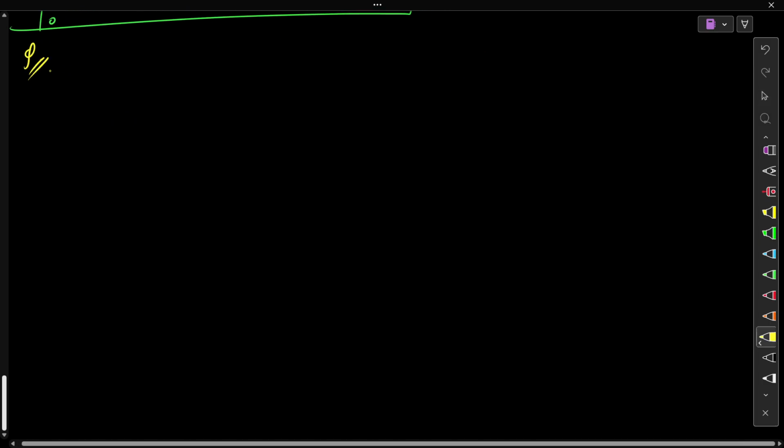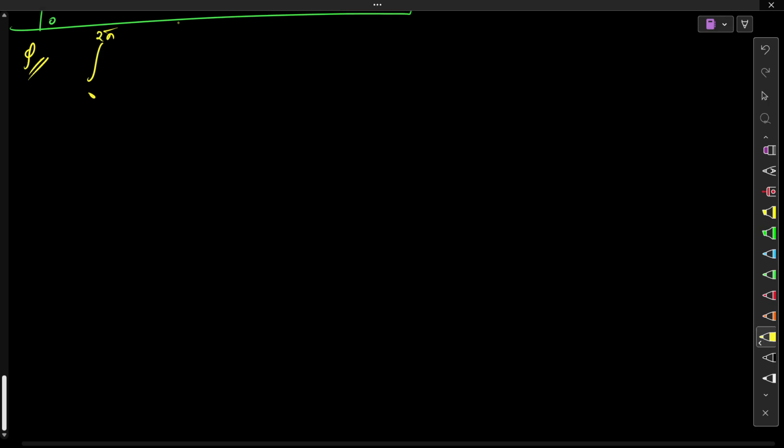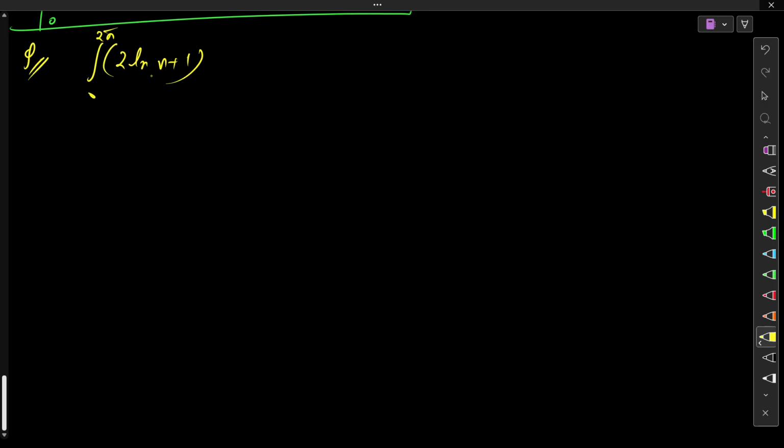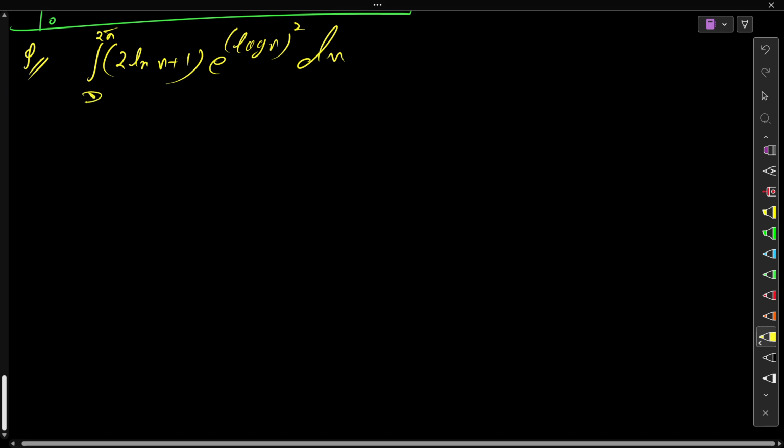So the next question is the integral from 0 to 2 pi of (2 ln x + 1) times (e to the power of (log x) whole square) dx. Sorry, this is an indefinite integral, right? So this is an indefinite integral. All right, so let us evaluate it.